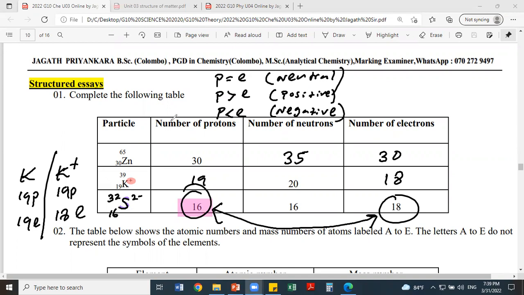Protons equal electrons, neutral. More protons, positive. More electrons, negative. That's how it is. For example, sodium atom, so this is a sodium ion. So this is a chloride ion. So that's the reason. Right, let's see the next question now.